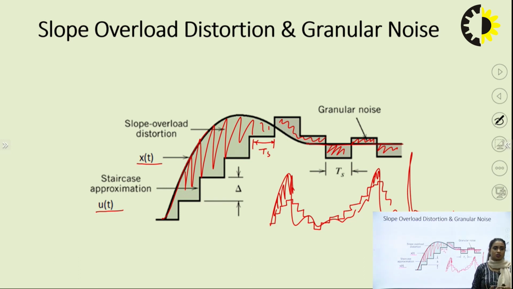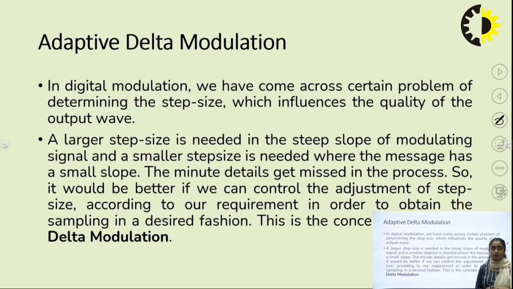So what is the solution to it? We cannot go with a uniform step size. I have to choose a technique which will adapt itself and increase or decrease the step size as per the input message signal. Such a scheme is called adaptive delta modulation. So what do we do in adaptive delta modulation? A larger step size is needed for the steep slope of the modulating signal, and a smaller step size is needed where the message has a small slope. That is the requirement. So let's make the step size adaptive.